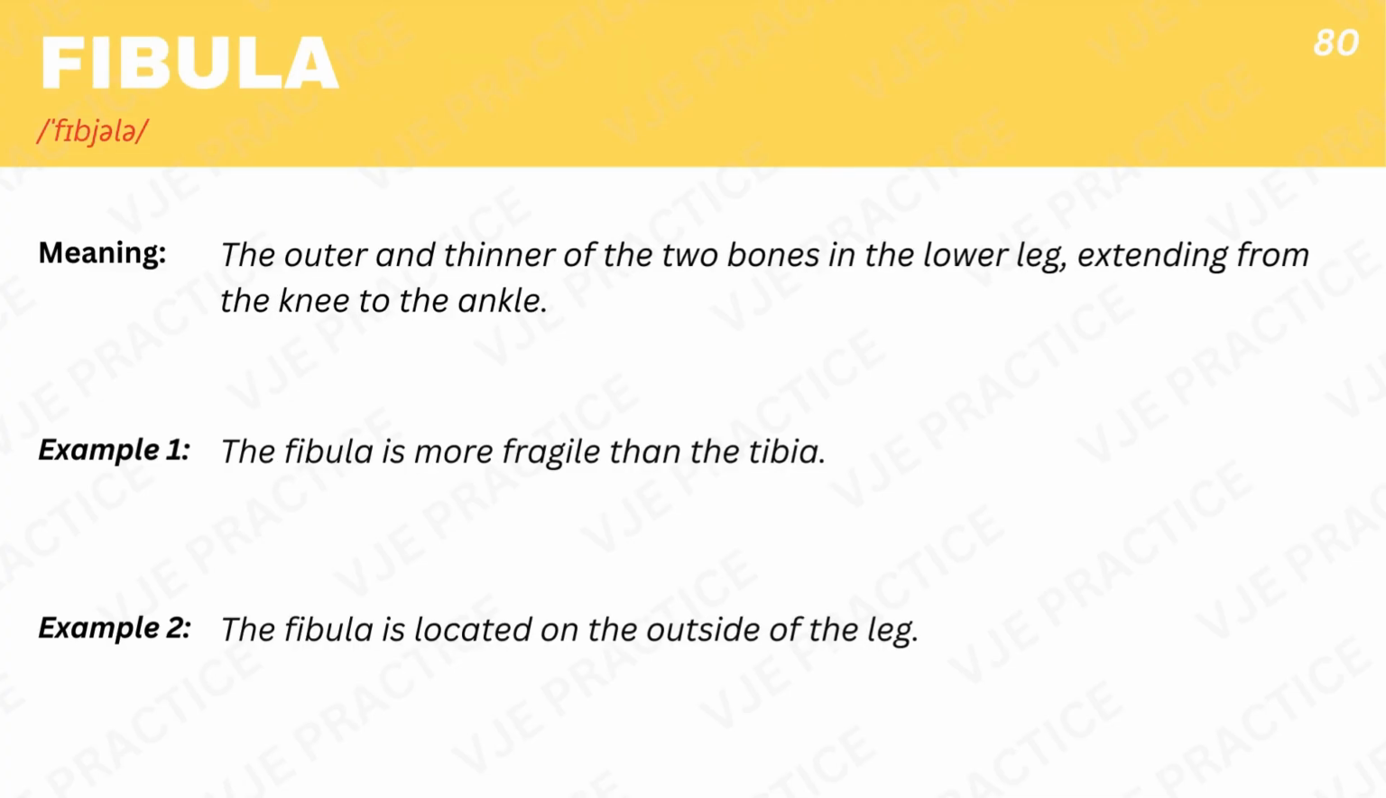Fibula, the outer and thinner of the two bones in the lower leg, extending from the knee to the ankle. Example 1. The fibula is more fragile than the tibia. Example 2. The fibula is located on the outside of the leg.